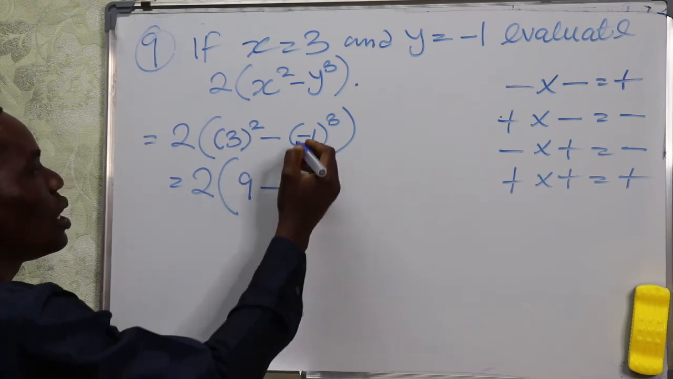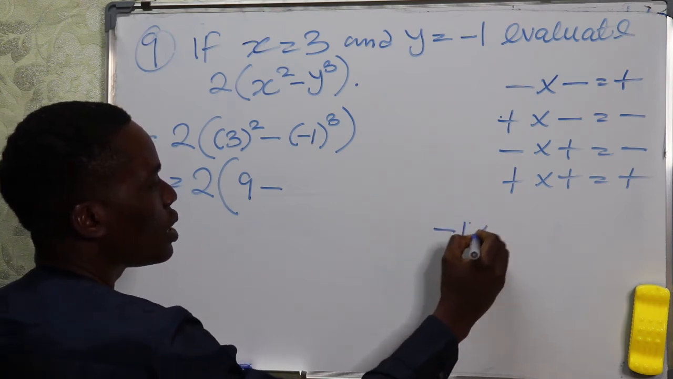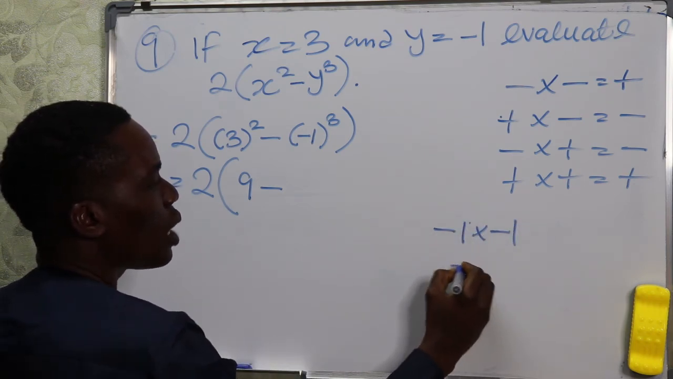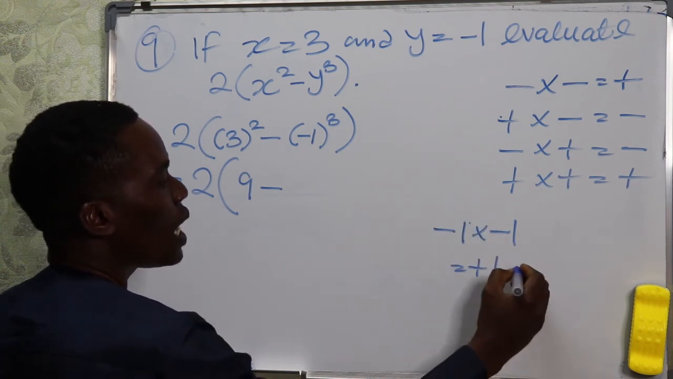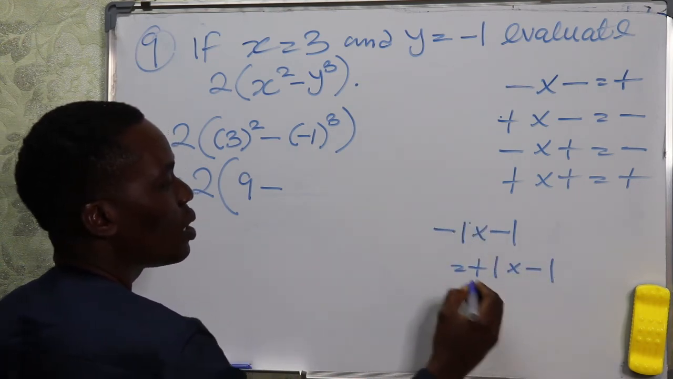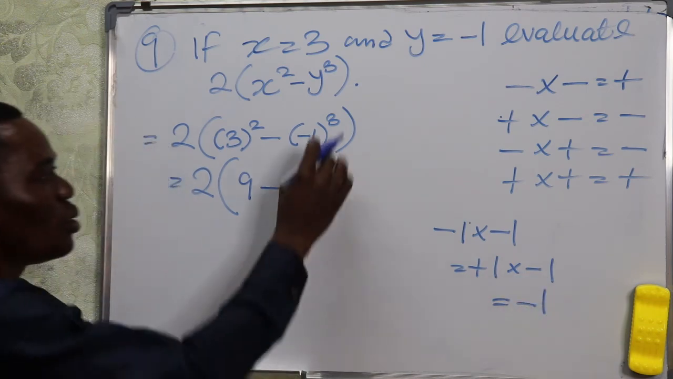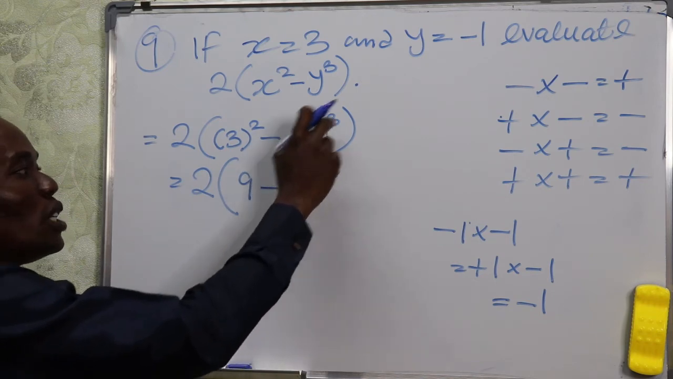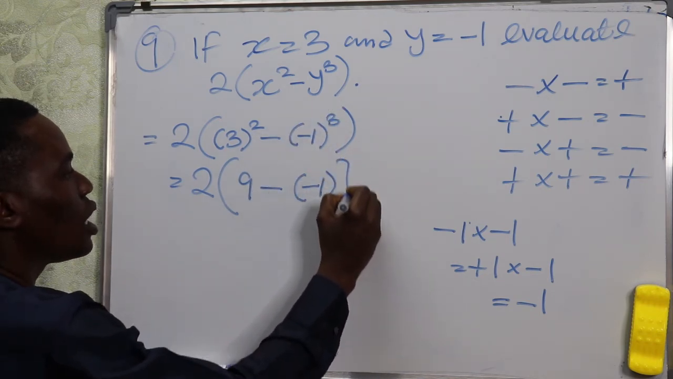9 minus. Now here comes where the work is. We'll have our minus 1 times minus 1. That will give you minus times minus will give you plus 1. Now multiply it with another minus 1. Minus times plus will give you minus 1. So your result here, minus 1 raised to power 3, is still going to give you minus 1. Then you close your bracket.